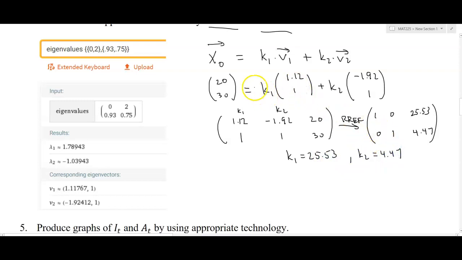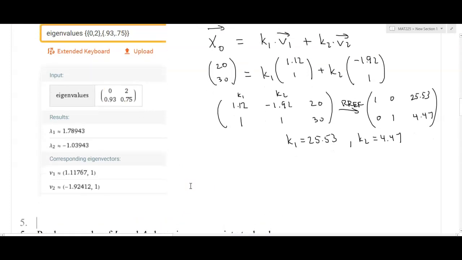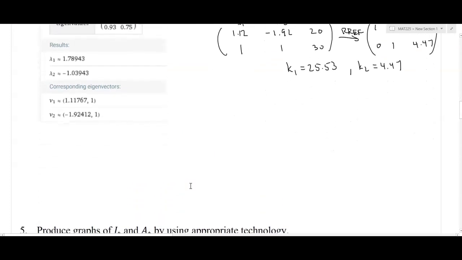Now we could just check our work to make sure that if I take 25.53 times 1.12 plus 4.47 times negative 1.92, that I get about 20. And there's going to be some rounding error here because we rounded off these values, but it'll get us pretty close. So what we can do now is write the equations for i of t and a of t. And we'll go ahead and do that next. Give ourselves a little more space here.